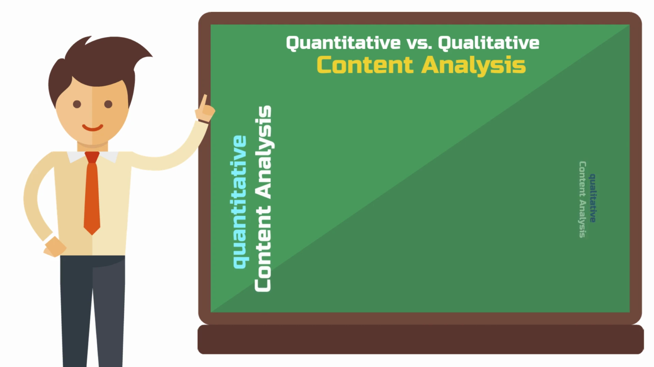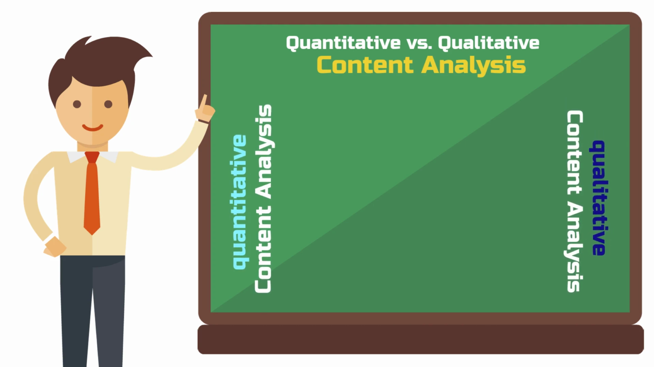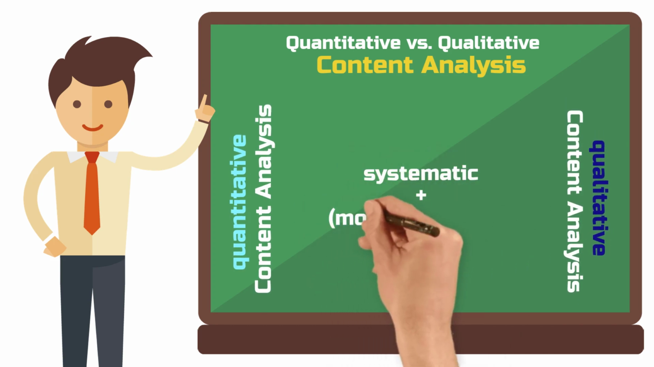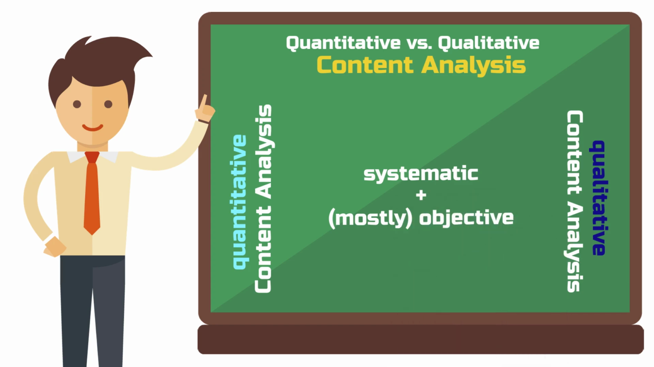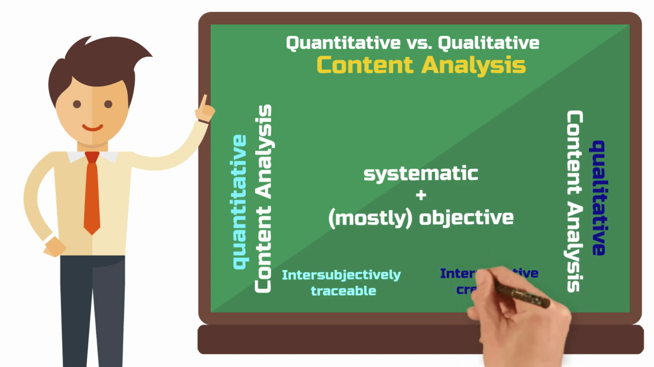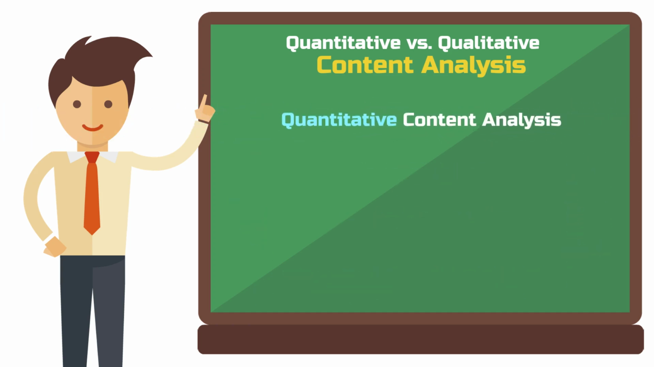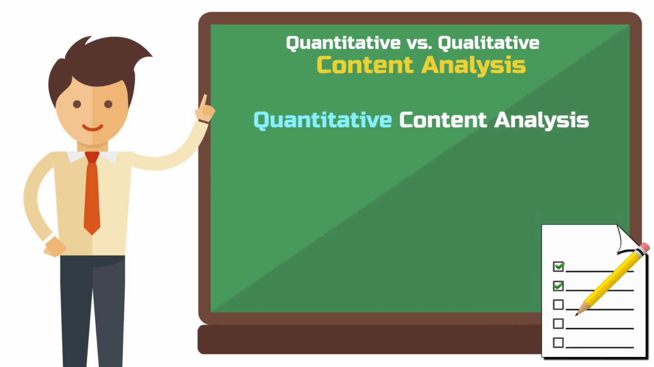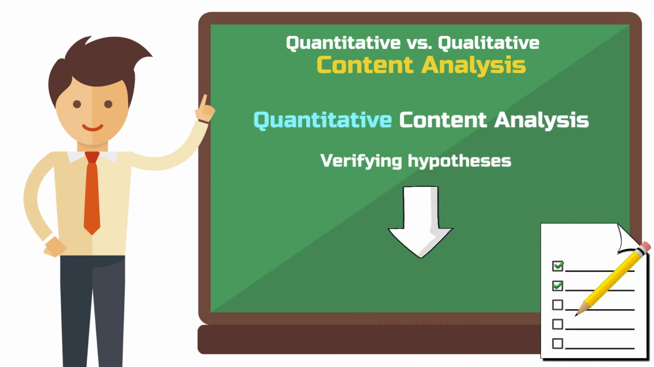Both quantitative and qualitative content analysis aim to systematically and objectively evaluate content. However, a key distinction is that the quantitative approach allows for greater intersubjective traceability, as it follows a structured and replicable coding process. While qualitative content analysis relies more on the researcher's judgment and interpretative creativity, quantitative content analysis follows a strict set of rules. It is designed to test theories by verifying hypotheses rather than generating new ones.